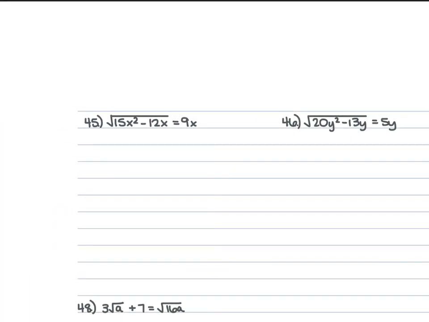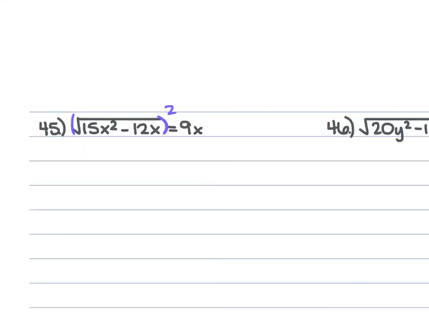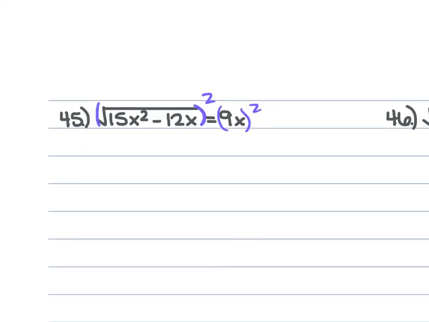For 45, we have the square root of 15x squared minus 12x is equal to 9x. Our radical is isolated, so we are going to square both sides here. So we're going to have 15x squared minus 12x is equal to 81x squared. We are going to move the 15x squared over.